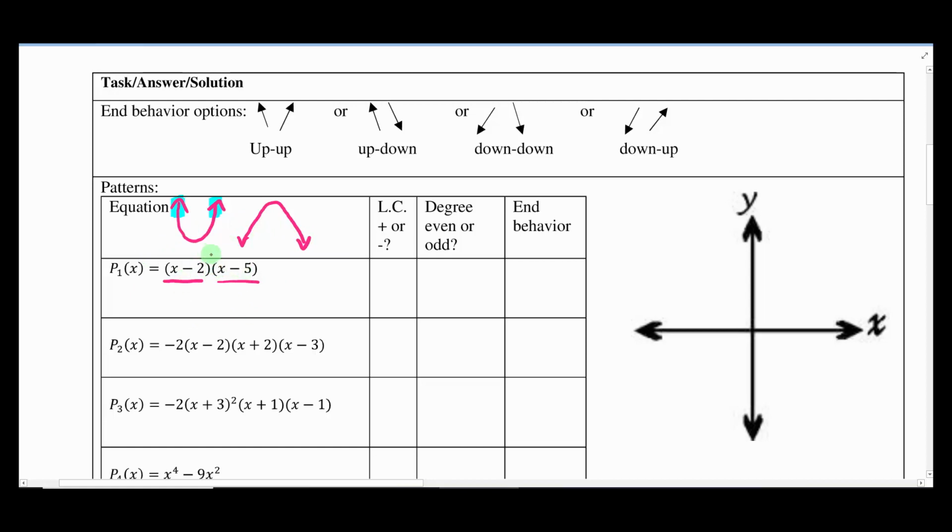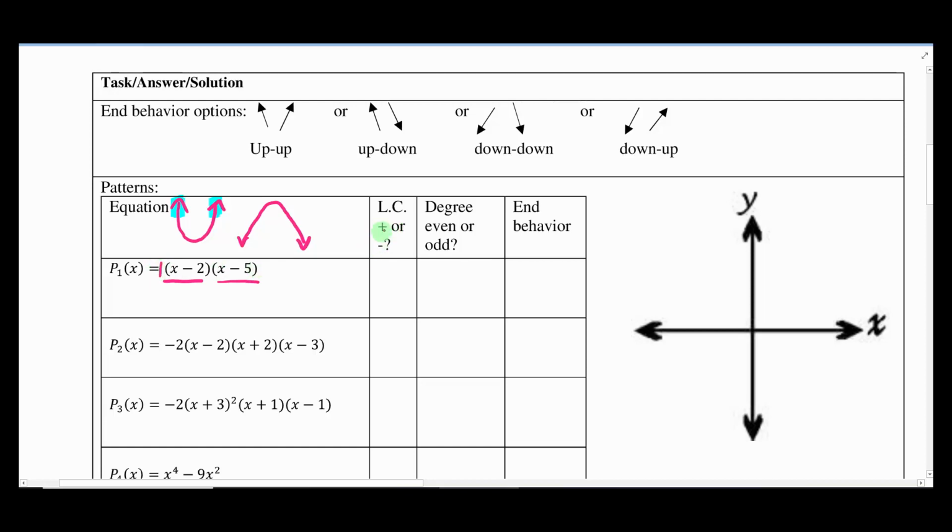We can actually tell what the end behaviors of a polynomial are going to be based on the leading coefficient and the degree of the polynomial. Okay, so recall in the last video that we could see the leading coefficient out here in front of the parentheses, and when we don't see a number in front of the parentheses, we get to assume that it's a 1. Right, so that is a positive leading coefficient.